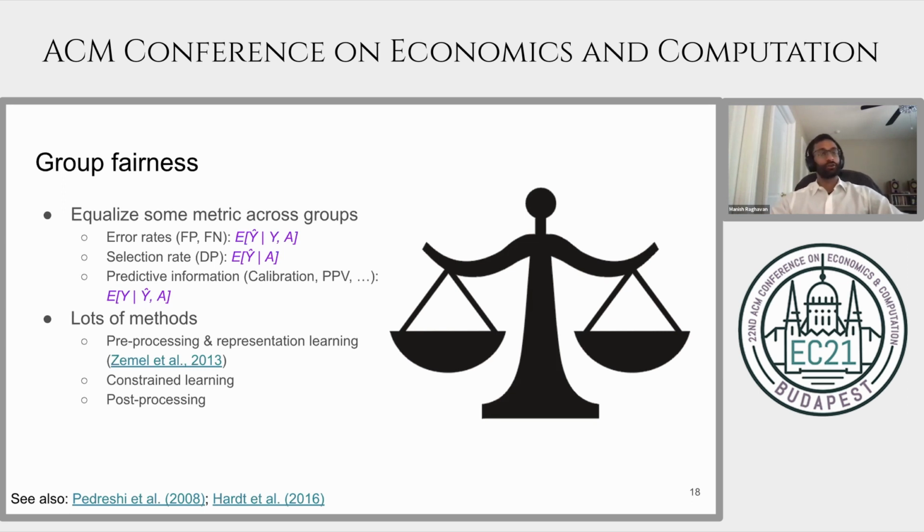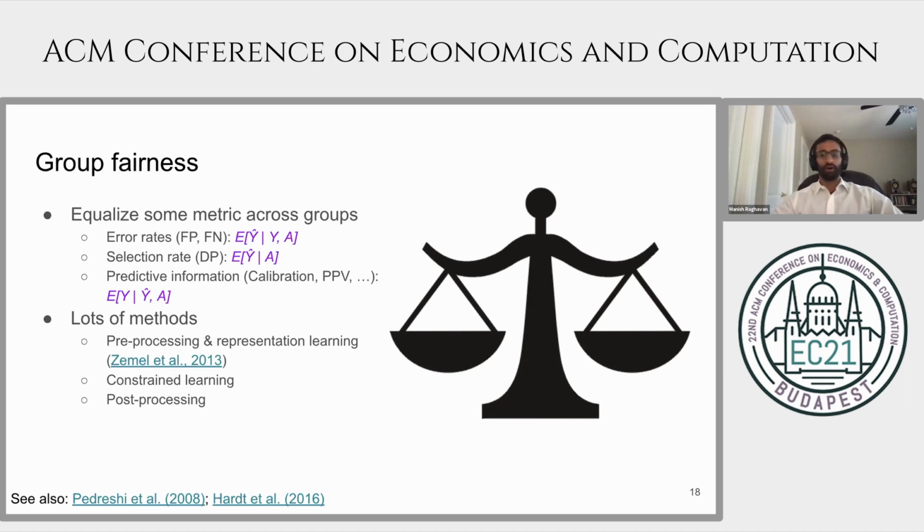Now, how might you actually go about doing this? Again, methodologically, there's a huge variety of ways that people have developed over the last several years. Broadly speaking, there's three main categories of methods. The first is interventions that take place before you learn your classifier. So these are pre-processing and representation learning approaches. For instance, representation learning, which comes from a paper by Zemel et al., seeks to take your feature space and transform it into a new feature space that maximizes predictive information while minimizing any correlation with the sensitive attributes.